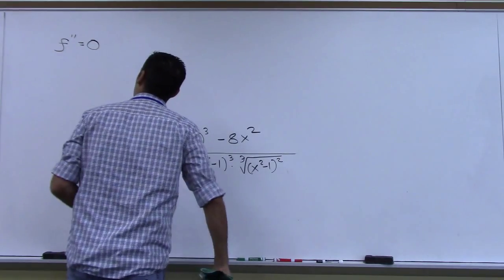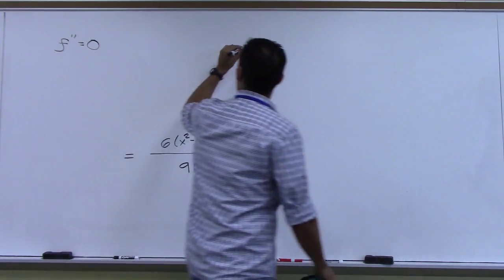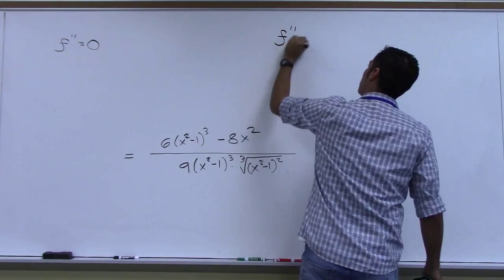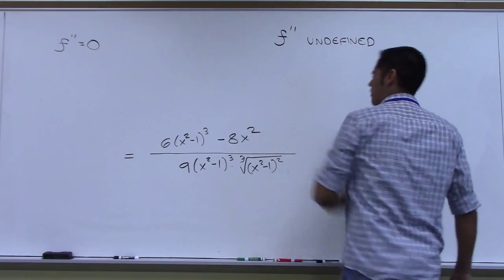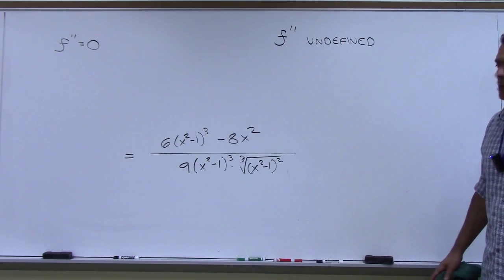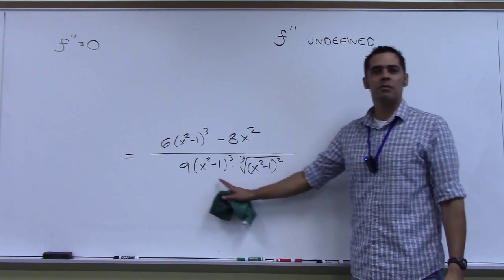Equal to 0. Let's try that. And then we'll look over here, when's the second derivative undefined? Let's do the undefined first. I think it's pretty easy to see when this denominator is 0.